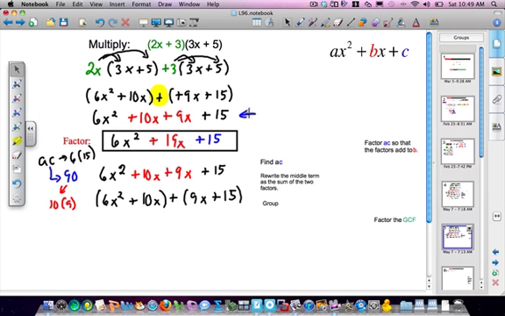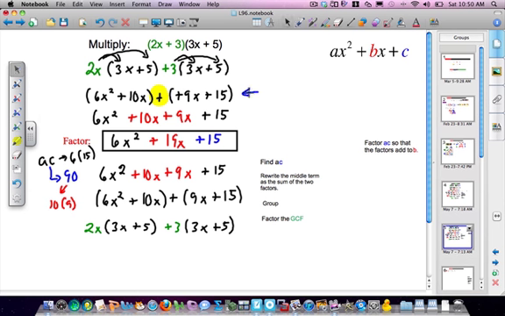Now notice we're progressing backwards through the distribution process. So the next step will be to factor the GCF from each group. If we examine the first two terms, we see that the GCF will be 2x. Let's factor the GCF from the expression, and that yields 3x plus 5. If we examine the second group, we see that the GCF is a positive 3. Factoring the GCF from that group yields the factor 3x plus 5.